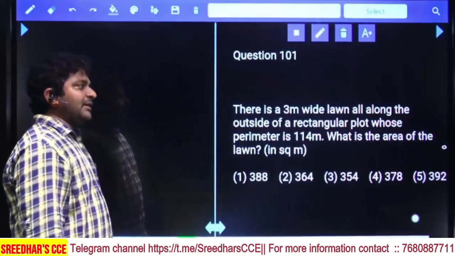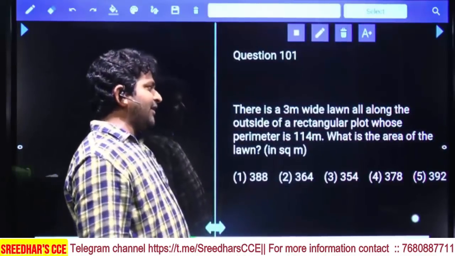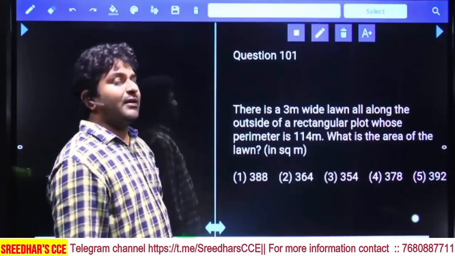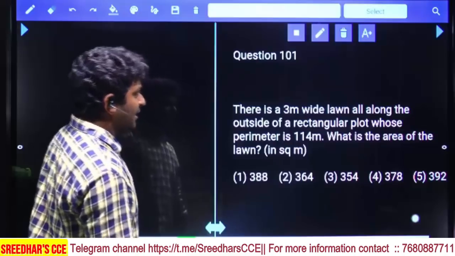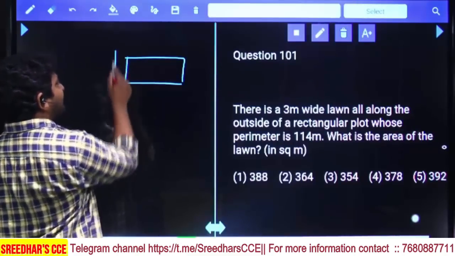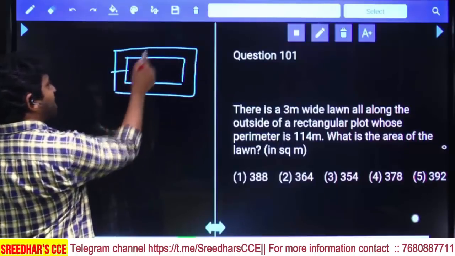There is a 3-meter wide lawn along the outside of the rectangular plot whose perimeter is equal to 114 meters. What is the area of the lawn? Lawn area we have to calculate. Right. Now we have a rectangle here. Outside the rectangle with 3 meters wide, there is a path.